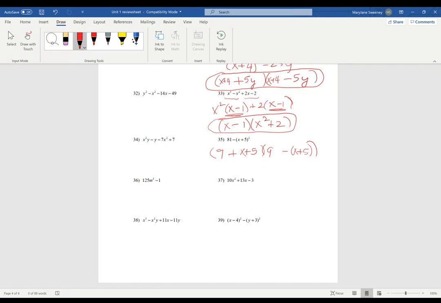Whenever you have a binomial, trinomial, more than one term following a subtraction sign, you have to know to put it in parentheses so that you distribute the negative. So this is x plus 14. That's just me combining like terms. This is going to be 9 minus 5, which is 4, and then minus x. So that's just me distributing the negative.